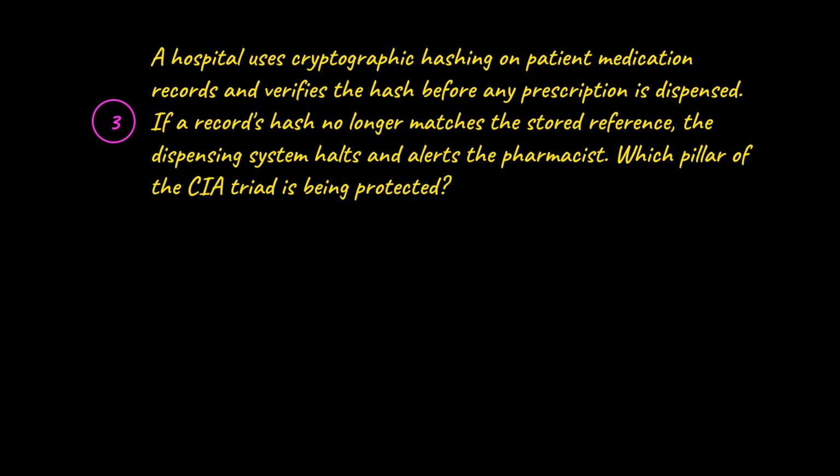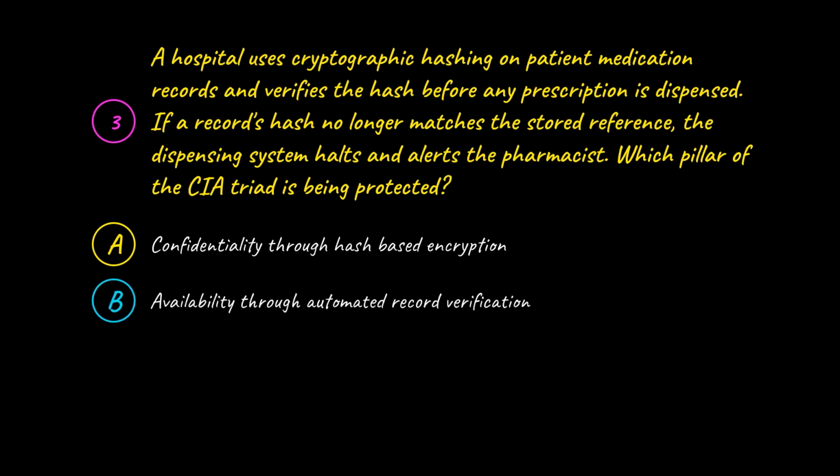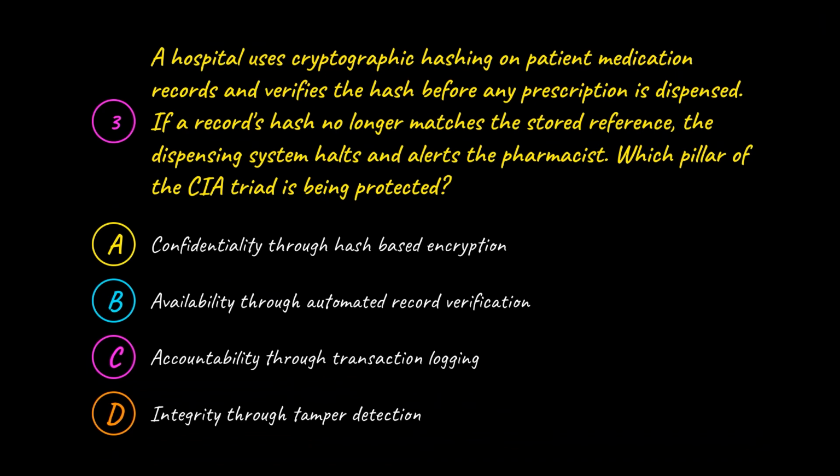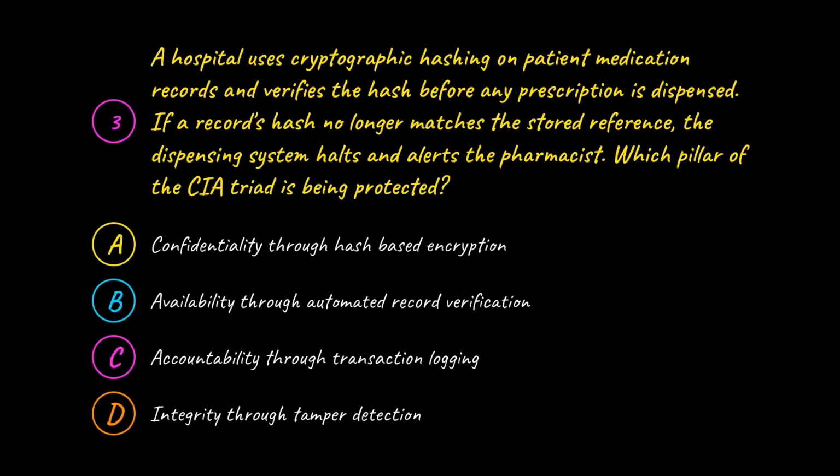Your options are A. Confidentiality through hash-based encryption. B. Availability through automated record verification. C. Accountability through transaction logging. D. Integrity through tamper detection. Before I reveal it, which one do you think is right?